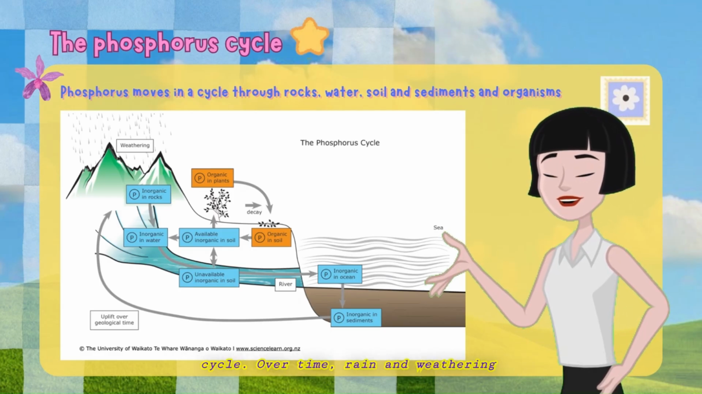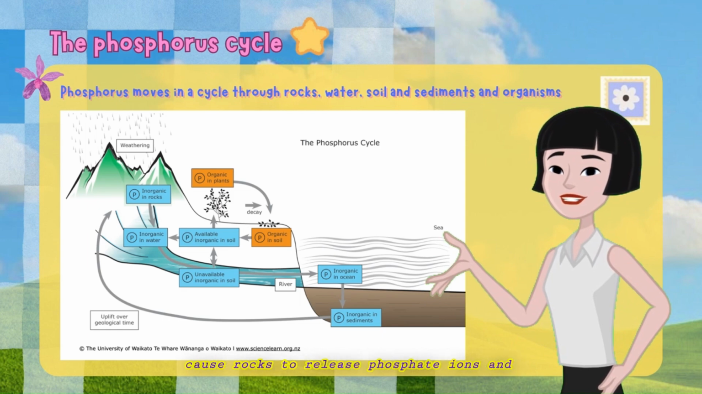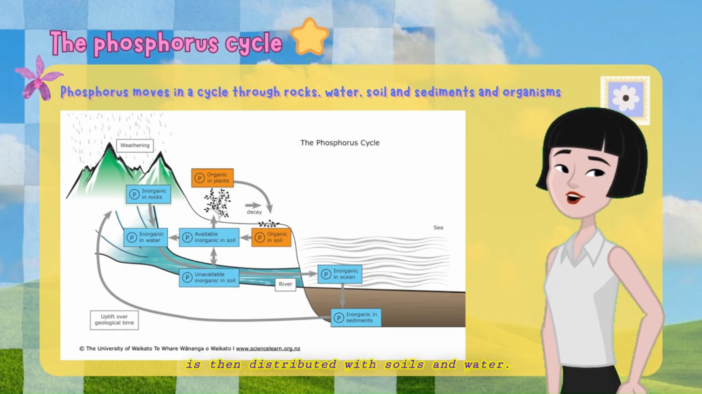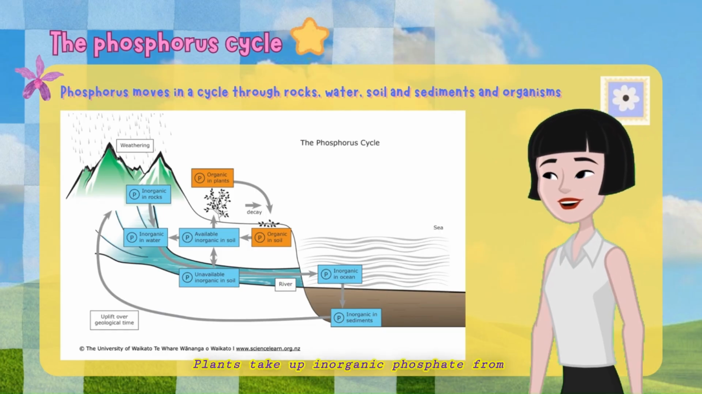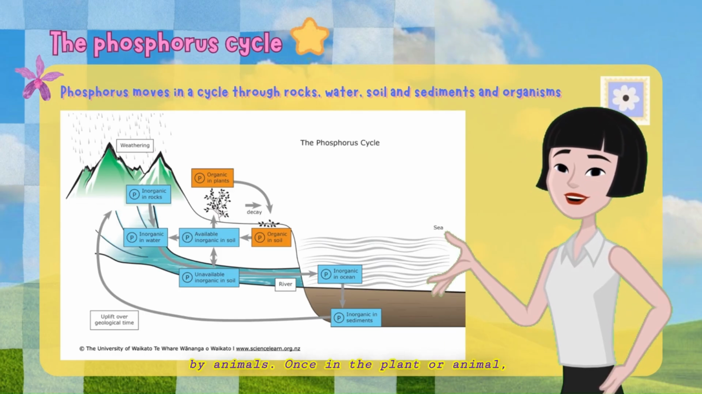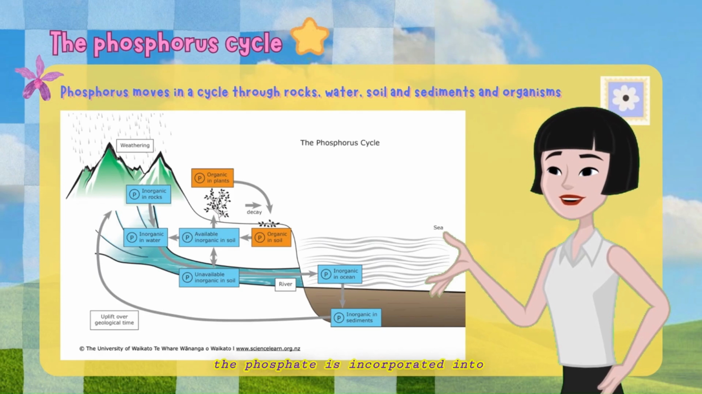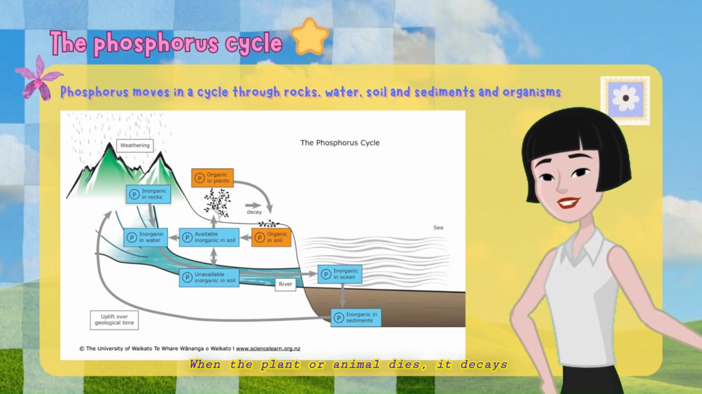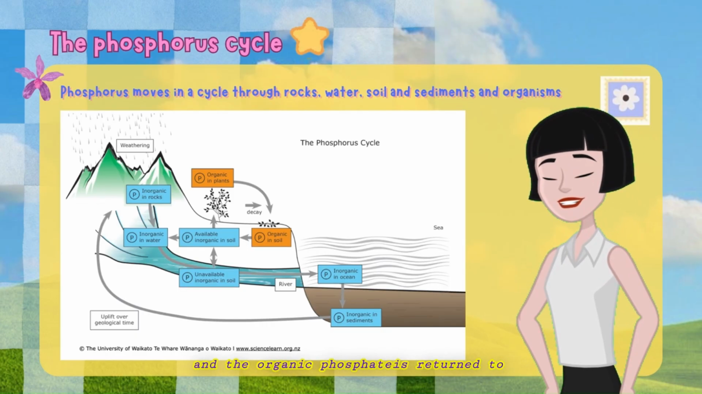Over time, rain and weathering cause rocks to release phosphate ions and other minerals. This inorganic phosphate is then distributed with soils and water. Plants take up inorganic phosphate from the soil. The plants may then be consumed by animals. Once in the plant or animal, the phosphate is incorporated into organic molecules such as DNA. When the plant or animal dies, it decays and the organic phosphate is returned to the soil.